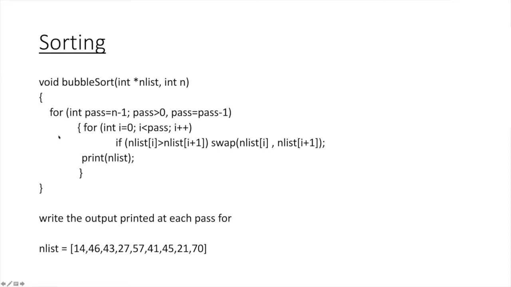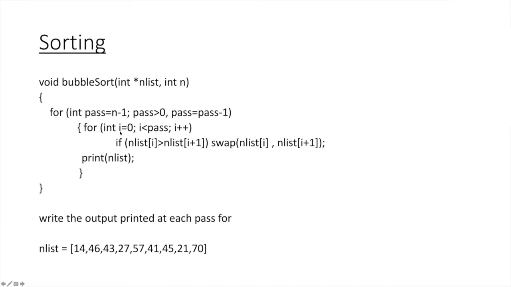In the algorithm, we have two for loops. In the first for loop, we have parameter pass, which is initialized with n-1. The loop continues while the pass is larger than 0. In each turn, the value of the pass is decremented by 1. In the inner loop, we have another variable i starting with 0. It continues while i is less than pass. Each time i is incremented.